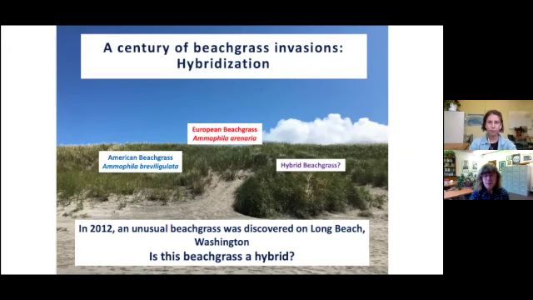And so what we wanted to know was, was it a hybrid? We couldn't tell from just looking at it in the field. So we conducted a bunch of measurements and genetic analyses to try to discern whether or not it actually is a hybrid between these 2 parent species. Next slide.